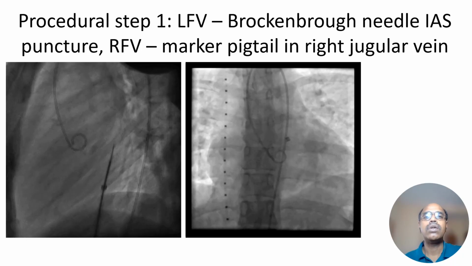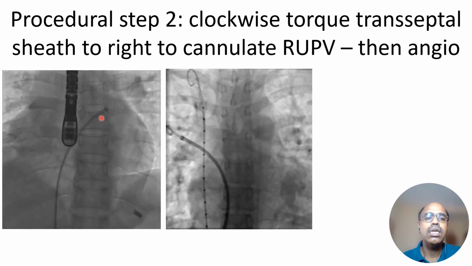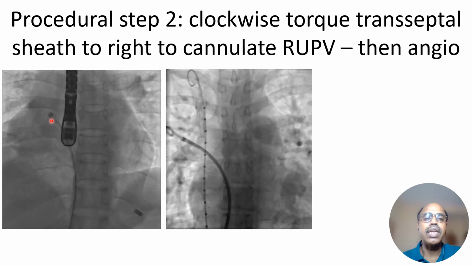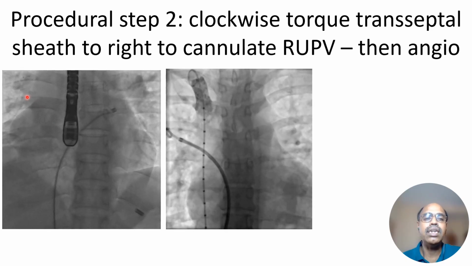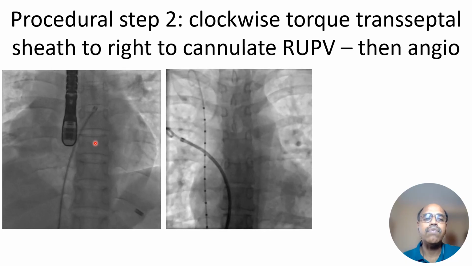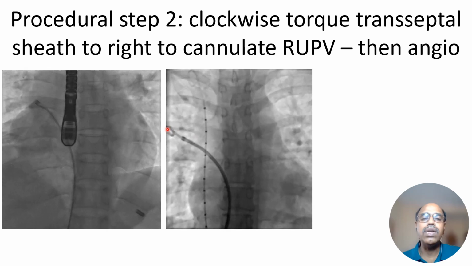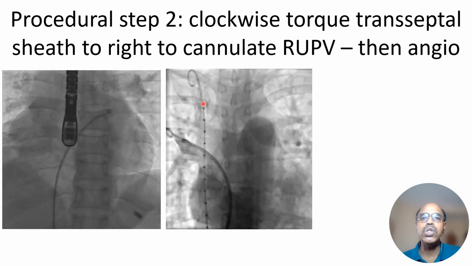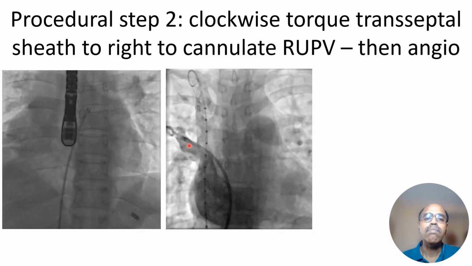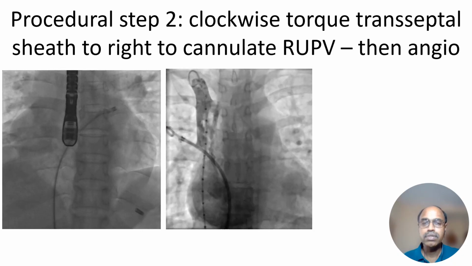Step number 2. Clockwise torque this Mullins sheath so that it turns from the left side towards the right side of the left atrium and enters into the right upper pulmonary vein. A simple clockwise torque of this Mullins sheath will turn it towards the right upper pulmonary vein. Advance a pigtail catheter. Then make an angiogram in both SVC as well as this Mullins sheath. Mullins sheath will be a hand injection, SVC will be a power injection.